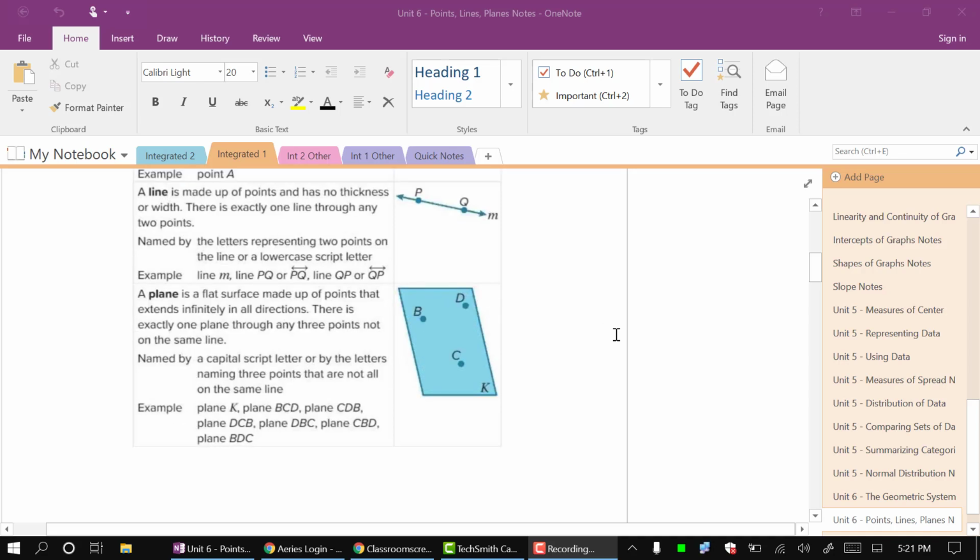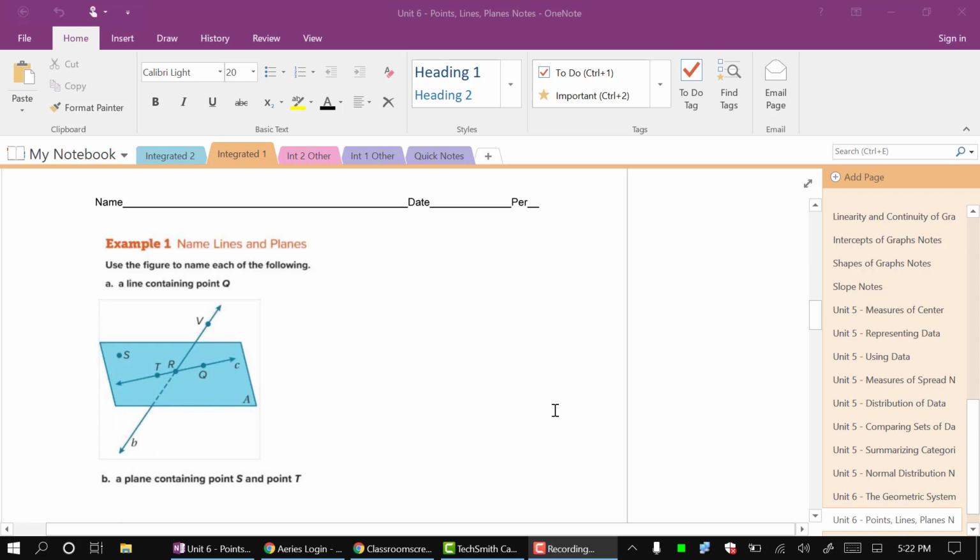A plane is a flat surface made up of points that extends indefinitely in all directions, meaning it keeps going and going. There is exactly one plane through any 3 points not on the same line. So we have D, B, C. Those are our points, and our plane is plane K.